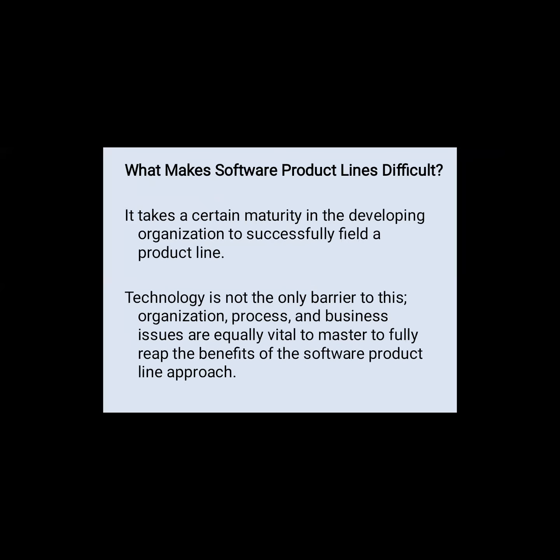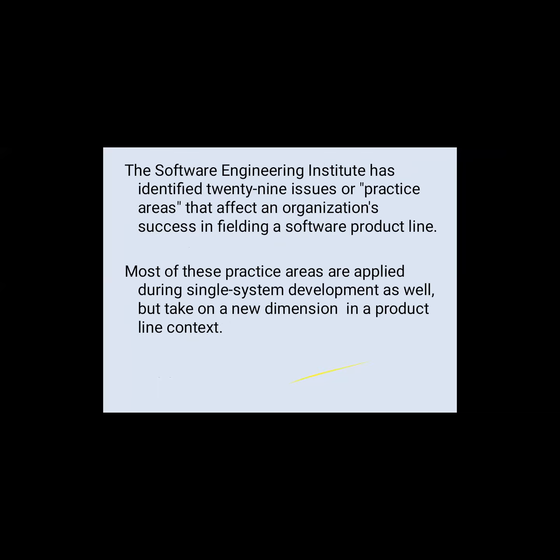suitability. So what makes software product lines difficult? It takes a certain maturity in the developing organization to successfully field a product line. Technology is not the only barrier to this. Organization, process and business issues are equally vital to master to fully reap the benefits of the software product line approach. The Software Engineering Institute has identified 29 issues or practice areas that affect an organization's success in fielding a software product line. Most of these practice areas are applied during single system development as well, but take on a new dimension in the product line concept.